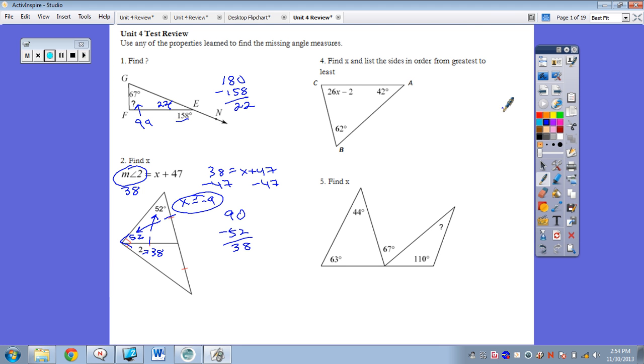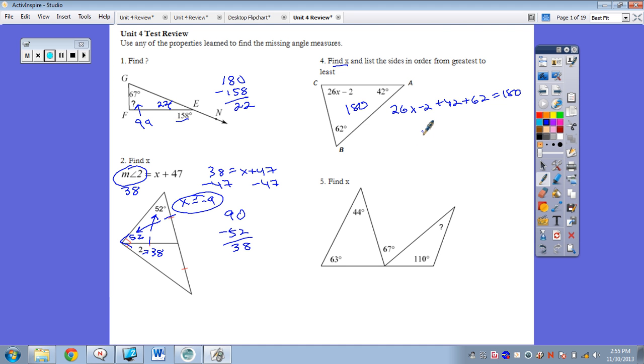Okay, problem number 4. So this top part. Okay, first we're going to find x, and it says list the sides in order from greatest to least. We haven't learned the second part of that problem yet, so first we're just going to find x. Alright, if you're looking at the picture, it gives you all the angles of a triangle, and we know that all the angles of a triangle add to 180 degrees. So I'm going to take 26x minus 2, add 42, add 62, and set that equal to 180.